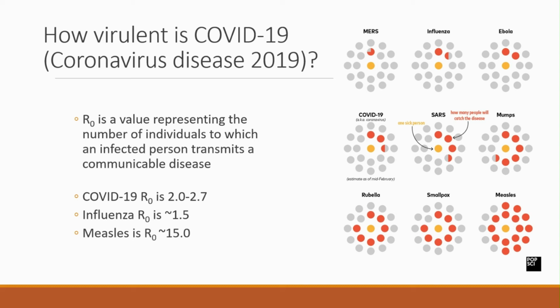This is much more contagious than influenza, which is one of the reasons it was such a problem and became a global pandemic. Influenza's R naught is 1.5, and measles, which spreads incredibly rapidly and is incredibly contagious, its R naught is 15.